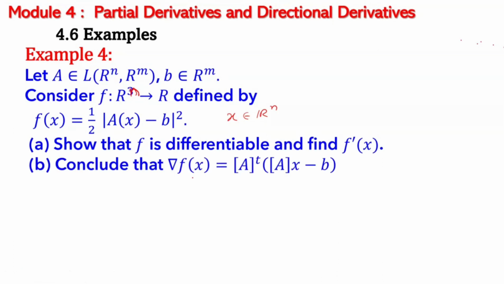We have to conclude that the gradient of f can be written in matrix form with A transpose, the matrix of the linear function A, its transpose, times (Ax minus b).